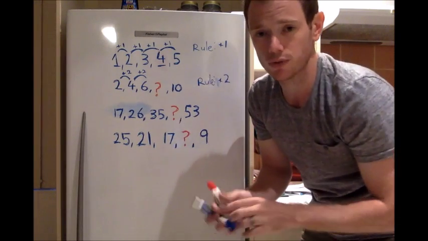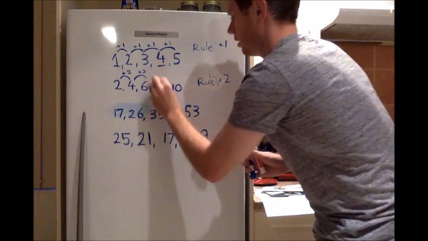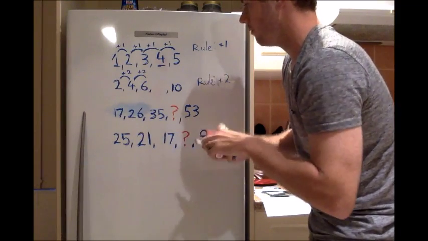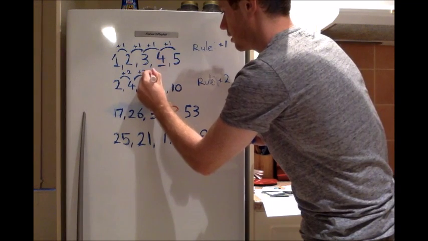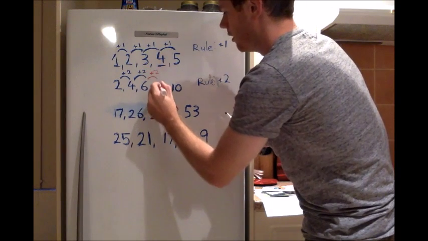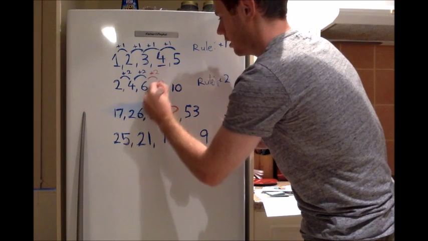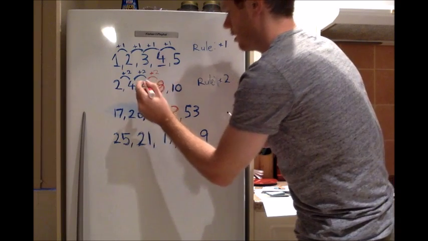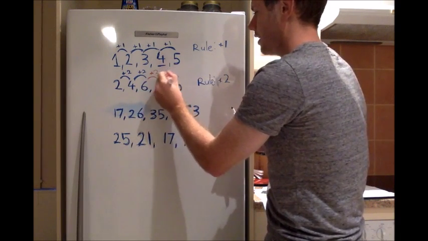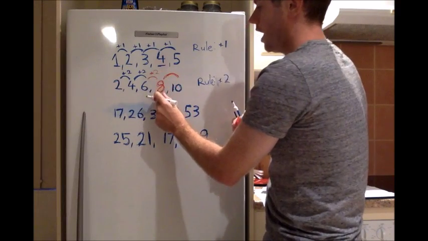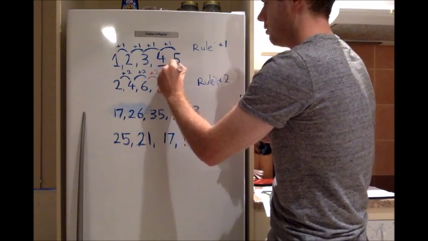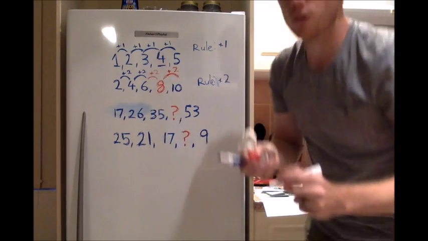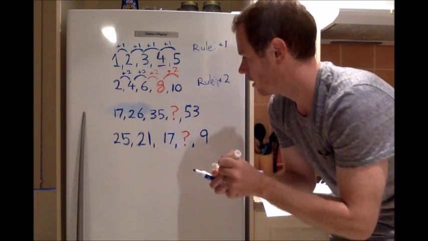So knowing our rule now, we can say with quite a bit of confidence that if we're adding 2 again to our 6, we are going to get 8. Just to double check that, let's go on to our last number, and the difference between 8 and 10 is once again 2. So we know that we've gotten this right.